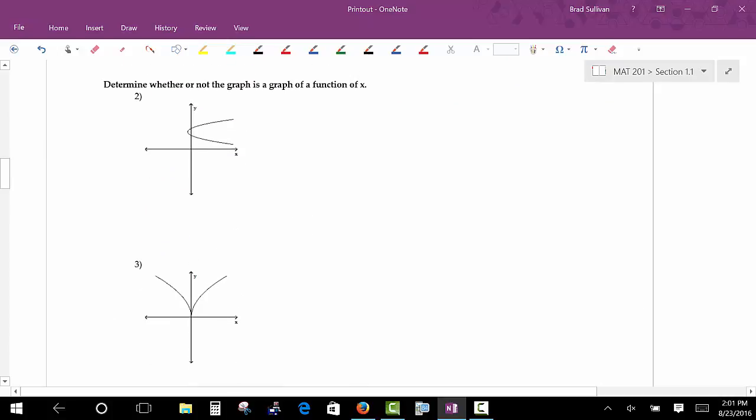Okay, let's see what we remember on this. Okay, how about number 2? Is that a function? Yes or no? I'm curious. No. How come? You have a vertical line test.